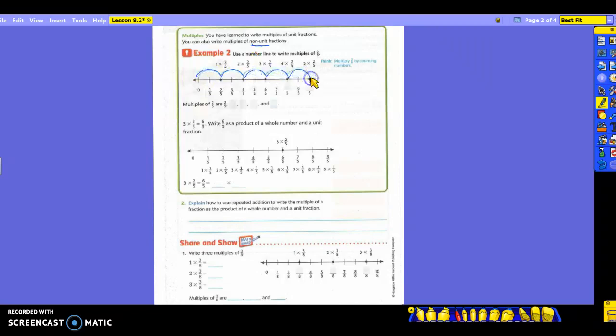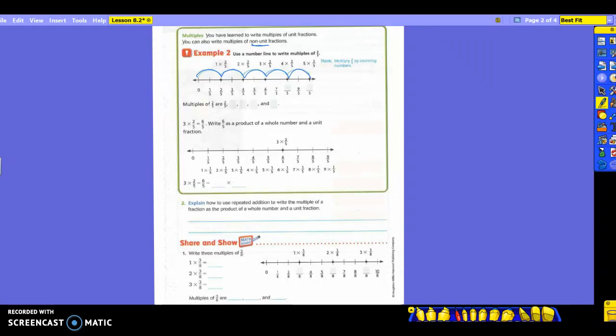You see your jumps. Now look at them. They're not just going from 0 to the first mark, are they? They're going from 0 to 2/5. So as you can see, they're taking 1 times 2/5. Okay? Where does the next jump go to?